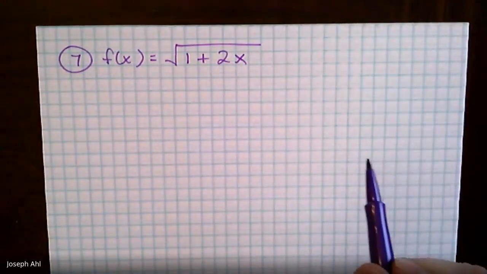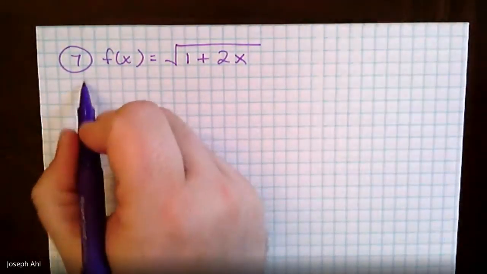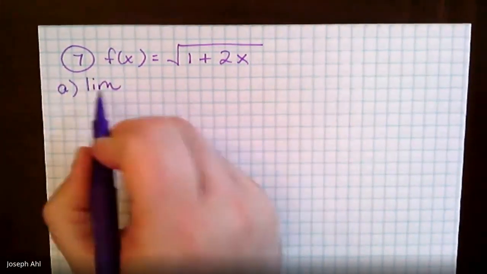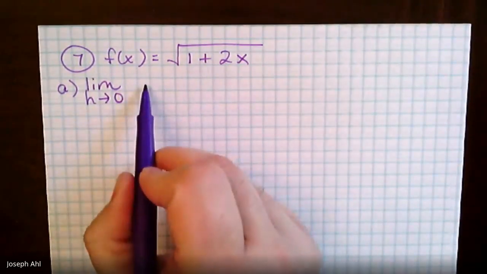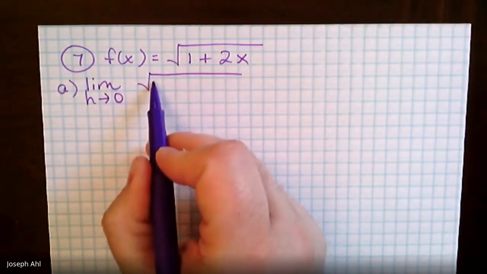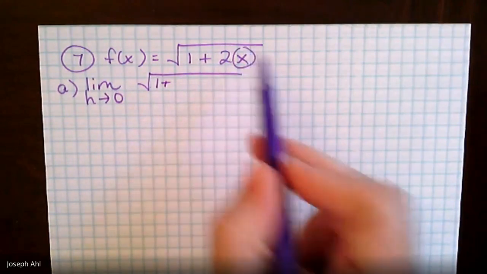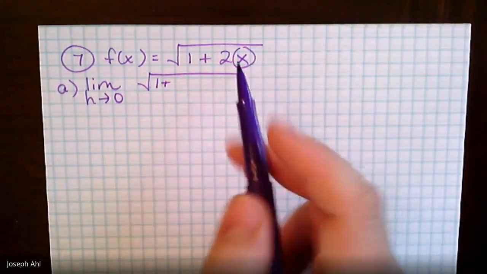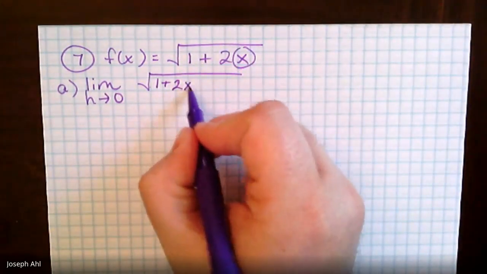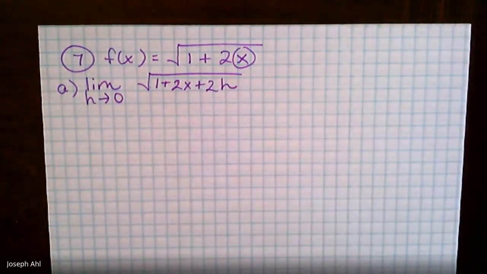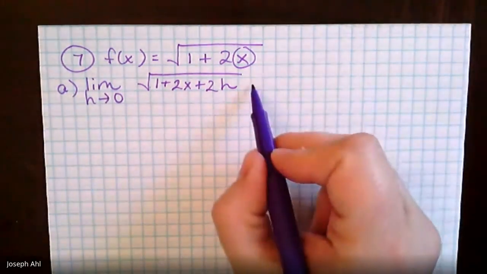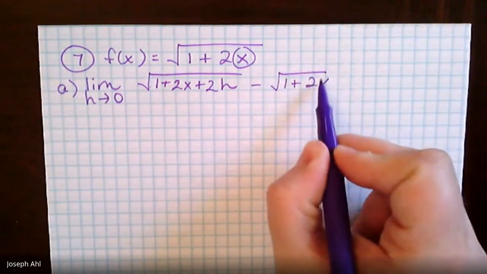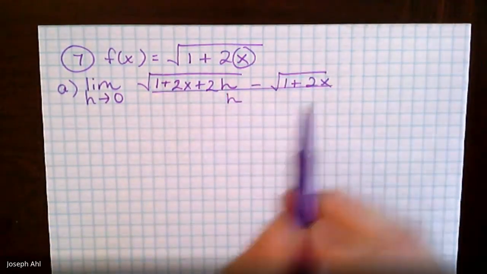Okay, so here's what the process is going to look like for number 7. The first thing you're going to do is find the derivative in part A, which is the limit as h goes to 0 of the square root of 1 plus, I have to replace that x with the quantity x plus h. So maybe right from the start, I'll distribute the 2 in and make it 1 plus 2x plus 2h minus the function f of x all over h.